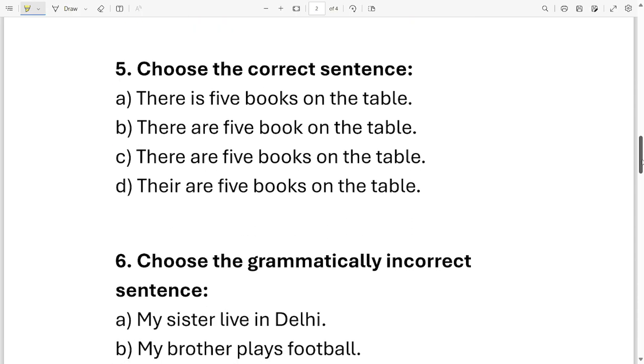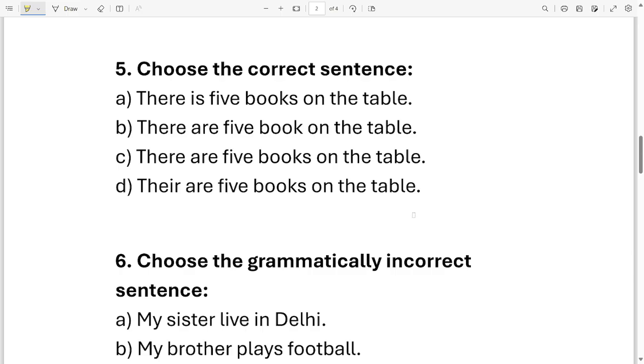Okay, question number 5. Choose the correct sentence. Here are your 4 options. There is 5 books on the table. Next, there are 5 books on the table. Next, there are 5 books on the table. These are the 4 sentences.